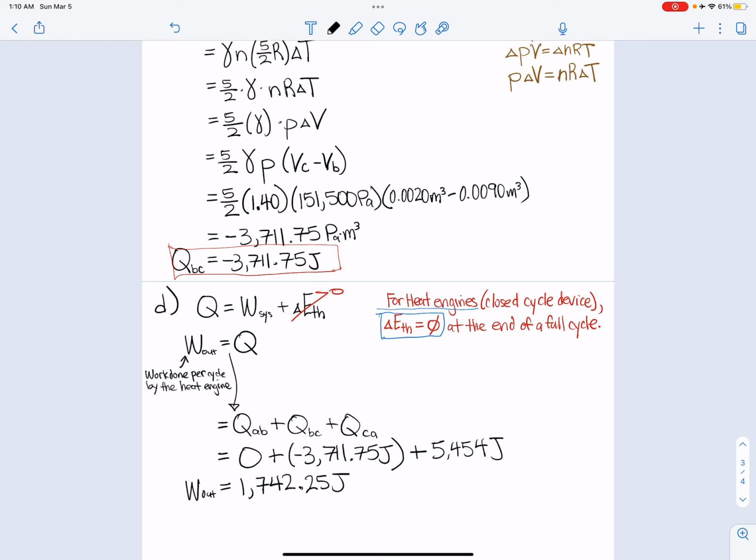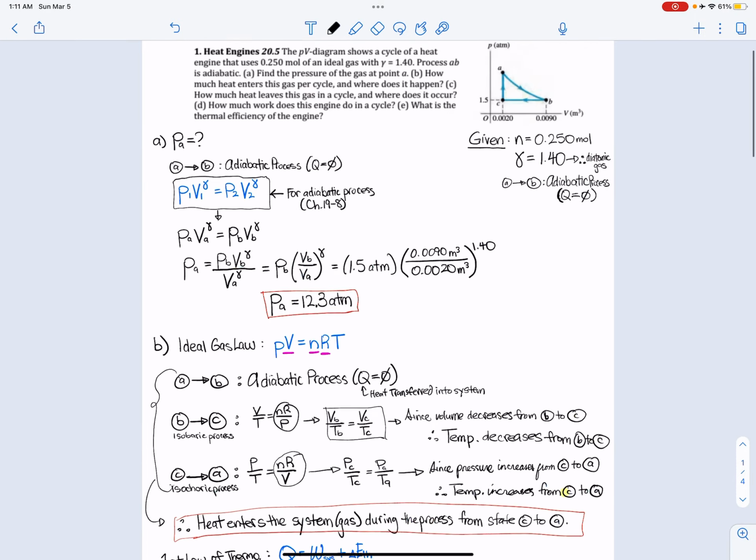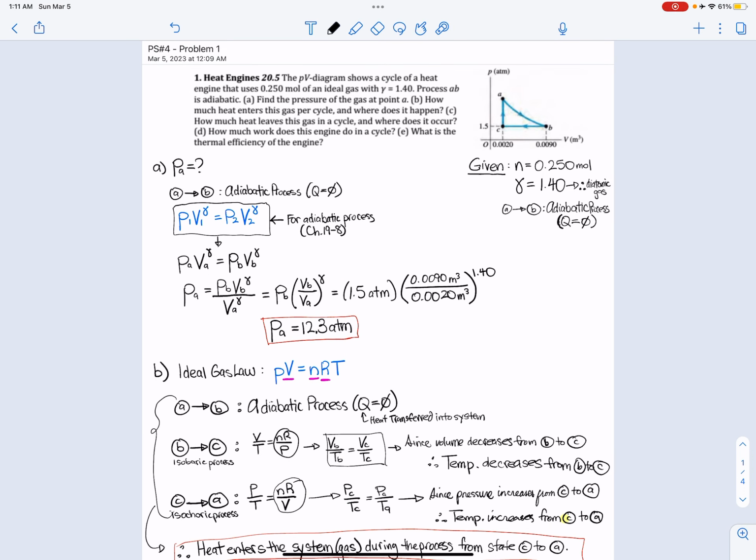I'm going to use red for final answers. So that is part D, and that is the work done by the heat engine in a cycle, which is what part D was asking for. How much work does this engine do in a cycle? Okay, cool.